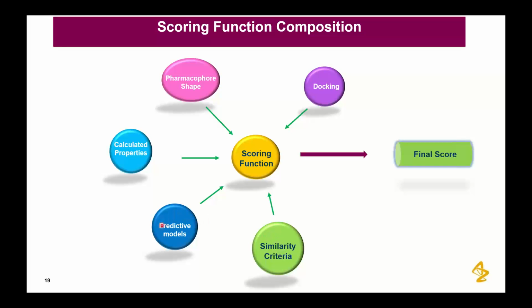This is completely valid. You can also use predictive models, regression and classification. You can use various calculated properties, whatever you can come up with, molecular weight and TPSA, etc. You can use also shape similarity. So this is a bit of 3D information, pharmacophore shape similarity. You can use it the same way as you use the 2D similarity criteria, and obviously you can use docking. So anything that provides a score can be propagated down to a scoring function and then to the generative model.